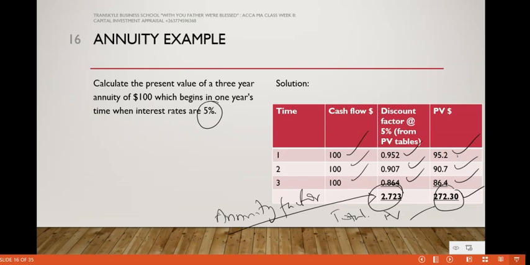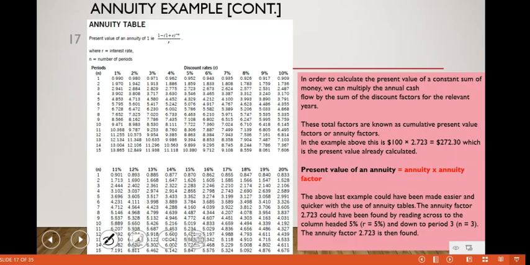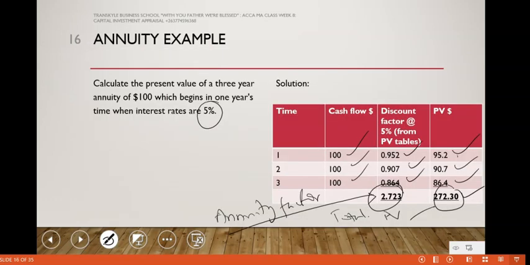Remember, the first tables we looked at were discount tables, present value tables. These are what are called annuity tables. So this is an annuity table, ladies and gentlemen, for 5%. Well, how many years was there? 3 years. 5%, 3 years. We should get this figure. This figure, we must get it from the annuity tables.